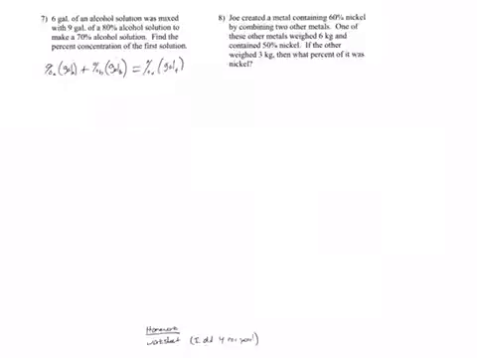Alright, so let's see if we can plug this in. This one's going to be red. This one's going to be blue. This one's going to be green. So let's see if we can go here. 6 gallons of an alcohol solution was mixed, so this would come down here. So I'm going to say 6 gallons.